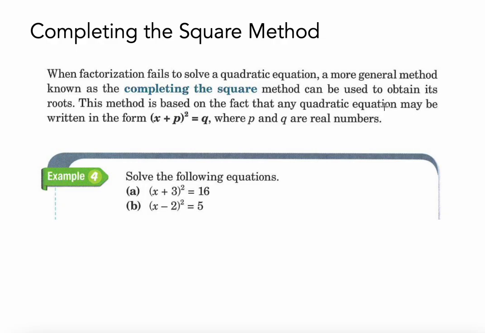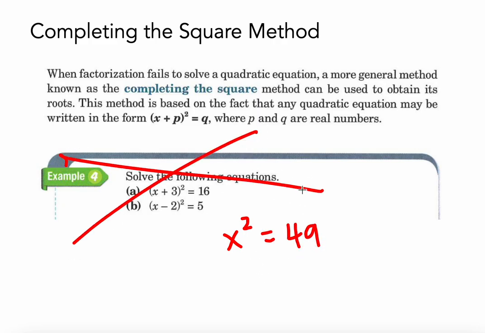Completing the square basically comes from the fact that any quadratic equation can be written in the format (x plus p) squared equals q, where p and q are just real numbers, normal numbers. It does require you to manipulate the equation a little, okay? But before we even solve example 4 from the book, let's start off with a very basic equation with a square. x squared equals 49, for instance. Okay, so we're ignoring this for now.